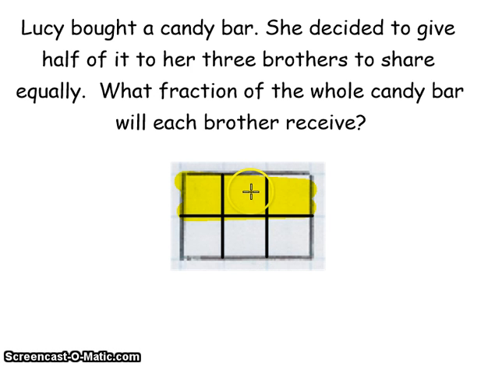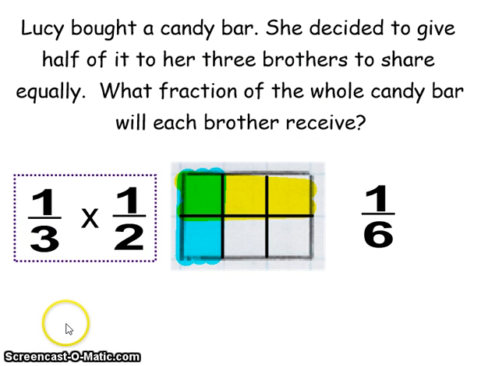Okay, there are now 6 pieces of this candy bar. And 1/3 of the 1/2 is given to each brother. So the part that's double shaded is the answer to our story problem. There's one square that's double shaded and 6 squares in all. So the answer is 1/6. Each brother will receive 1/6 of a candy bar.